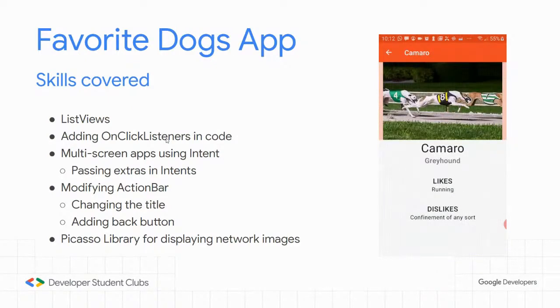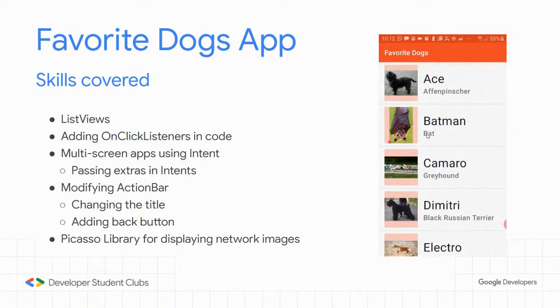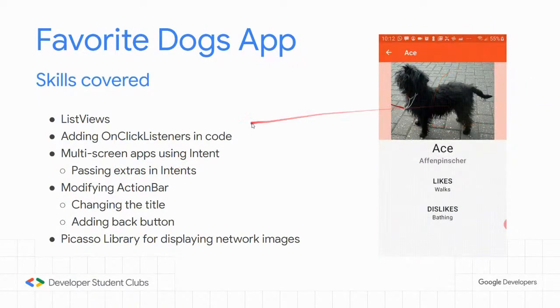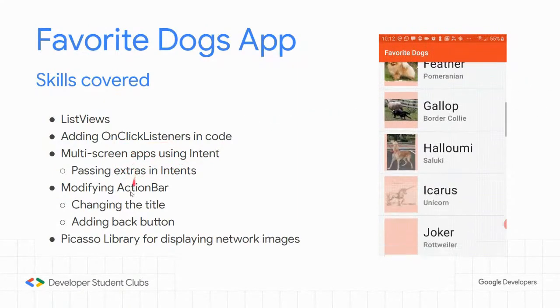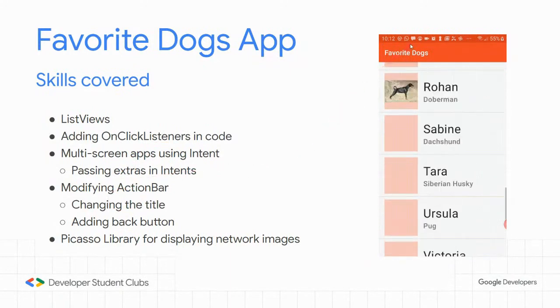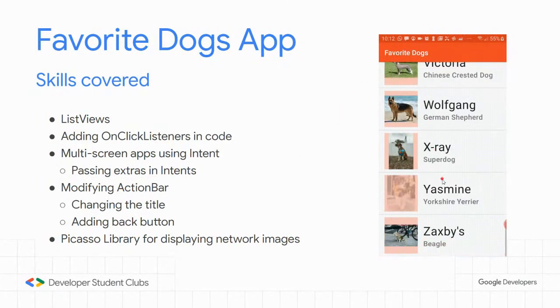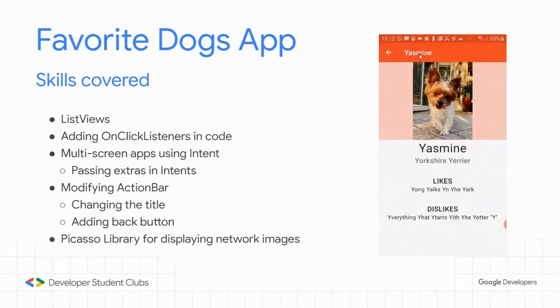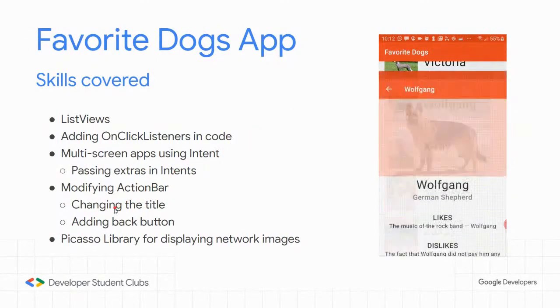Now it's going to be a little different. We're going to learn how to do that. Then if you see, when you click on a dog, it takes you to a new screen. So intense. And then the action bar. If you notice here, it says favorite dogs now. When you click on a dog, it shows the name and the back button. We're going to see how to do that.